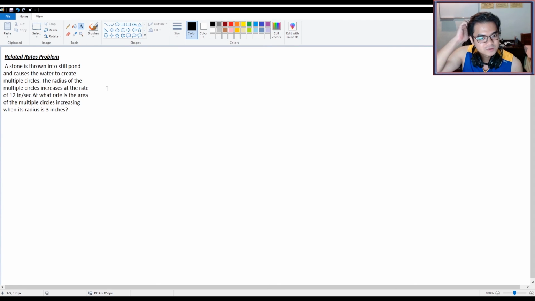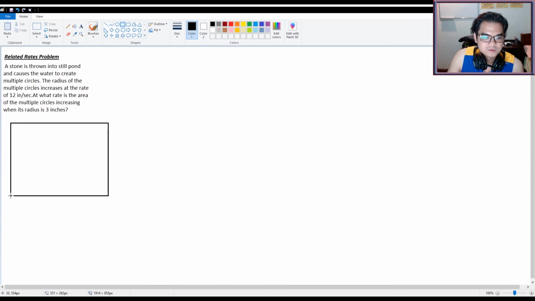So what will happen here is, let's say there's a pond. Let's say this is the pond. Of course, it contains water. What we mean here by still pond is that there's no movement on the water surface. And then suddenly a stone is thrown into the pond. Let's say a stone is thrown in the middle.